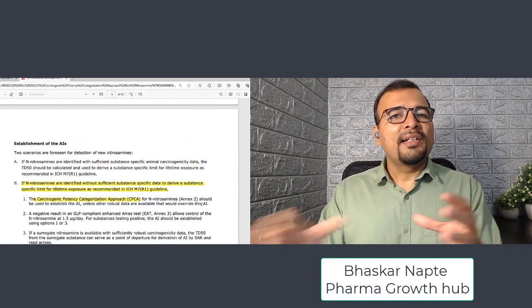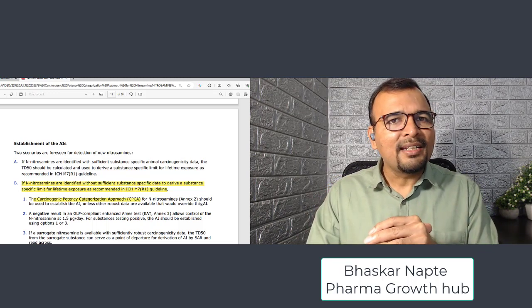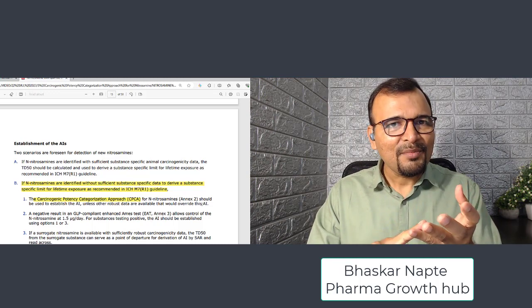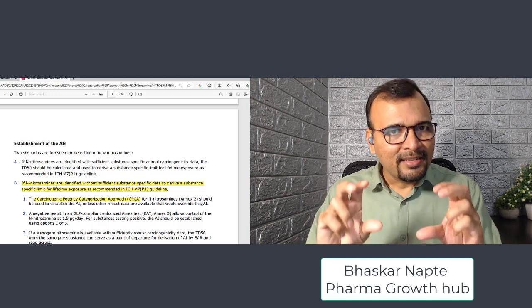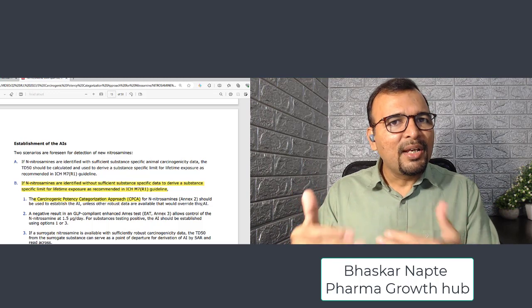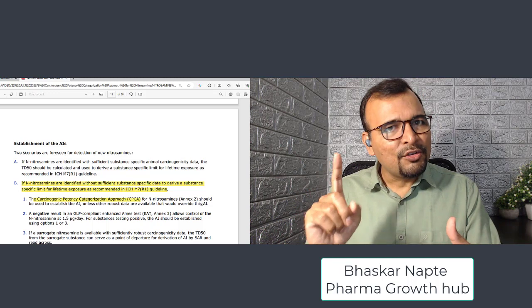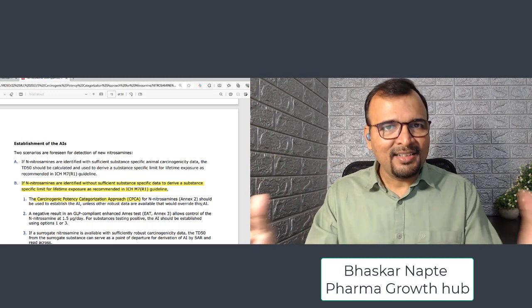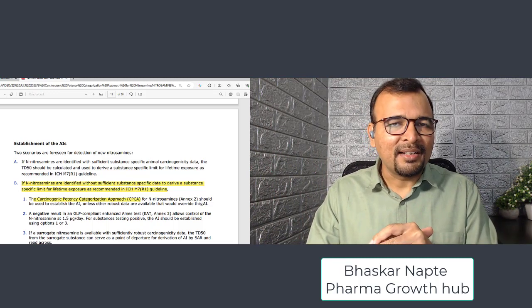Now, what is the exact update? There are two different approaches given by the EMA to establish the acceptable intake for any nitrosamine. The first one is very straightforward. You can conduct the carcinogenicity study, generate the carcinogenic data, understand the TD50, and based on the TD50, you can extrapolate a concentration which results in a tumor in one species out of 1 lakh studied species until the lifespan, and that concentration can be called an acceptable intake.